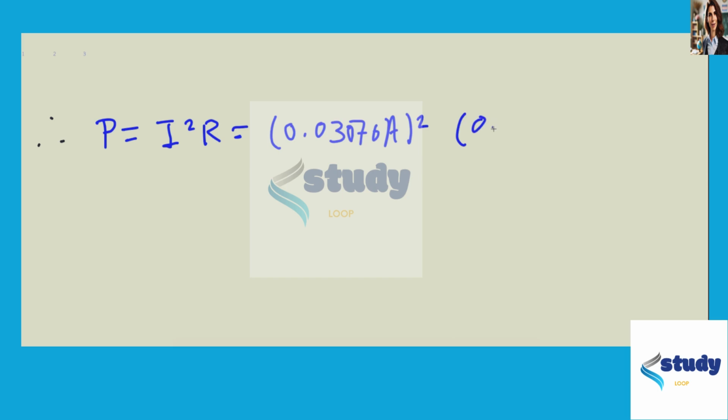Therefore, power, or rate of energy dissipating, is I squared times R. So current, as we just found, is 0.03076 amps squared, times resistance, which is 0.160 ohms, giving us 1.51 times 10 to the negative 4 watts, or 0.151 milliwatts.